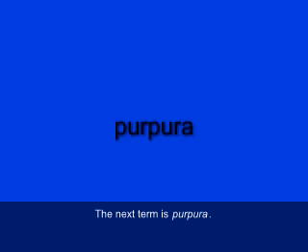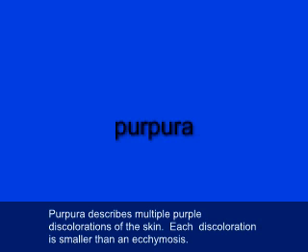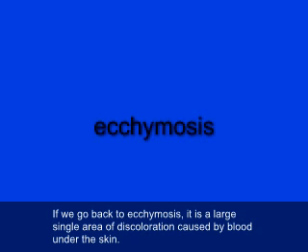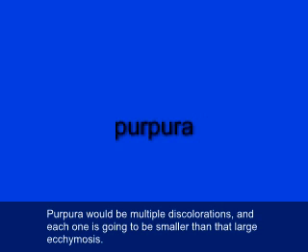The next term is purpura. Purpura describes multiple purple discolorations of the skin. Each discoloration is smaller than an ecchymosis. If we go back to ecchymosis, it is a large single area of discoloration caused by blood under the skin. Purpura would be multiple discolorations, and each one is going to be smaller than that large ecchymosis.